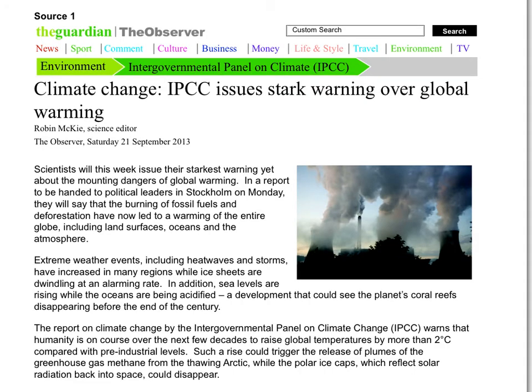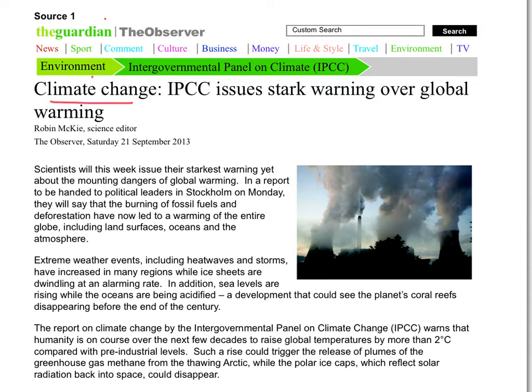So here we have the article. It's from The Guardian. It's from the environment section. So, that's just a quick scan. Climate change, IPCC issues start warning over global warming. So we have a headline, but we're not going to analyse the headline. We're not interpreting the picture. That's a different question, a different source.